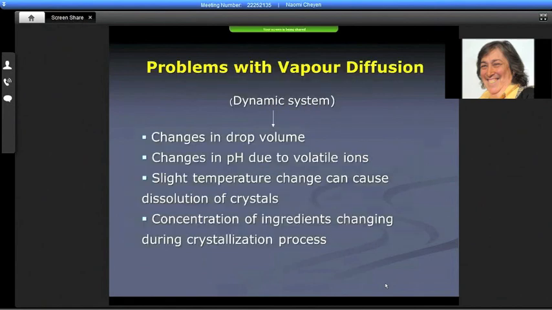So various questions. And the most common method for crystallization, which everybody uses, is the vapor diffusion, which is a dynamic system. There are changes in drop volume, there are changes in pH due to volatile ions. Also, slight temperature change can cause dissolution of crystals, and this can be very frustrating. And concentrations of the ingredients are changing during the crystallization process. So really, you don't know where you are at any stage.